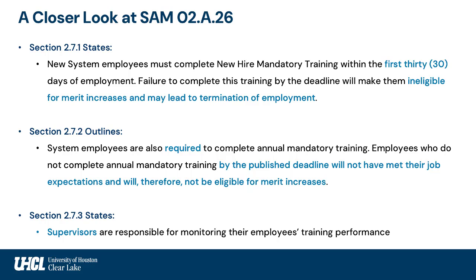Section 2.7.2 outlines system employees and the requirement to complete annual mandatory training. Employees who do not complete annual mandatory training by the published deadline will not have met their job expectations and will therefore not be eligible for merit increases. Lastly, Section 2.7.3 reminds us that supervisors are responsible for monitoring their employees' training performance.